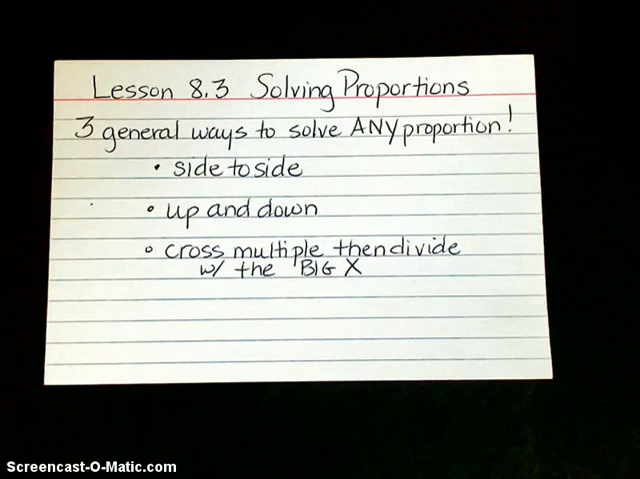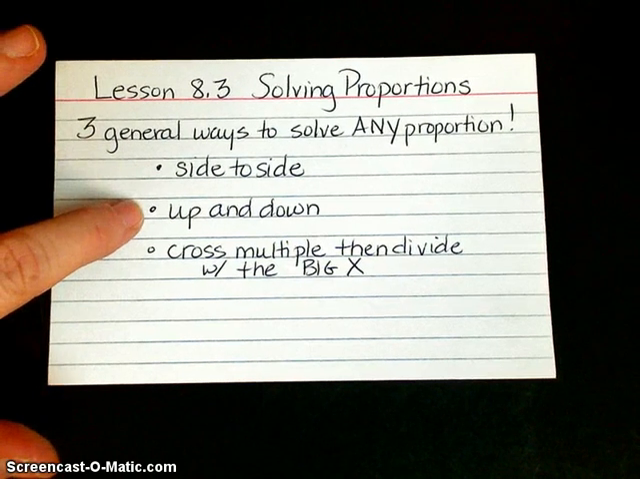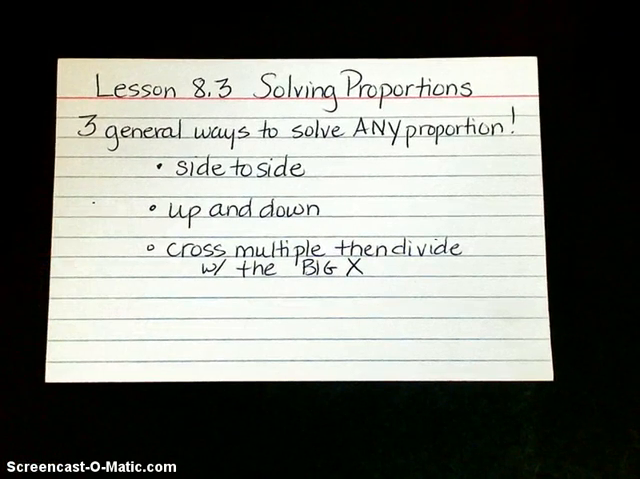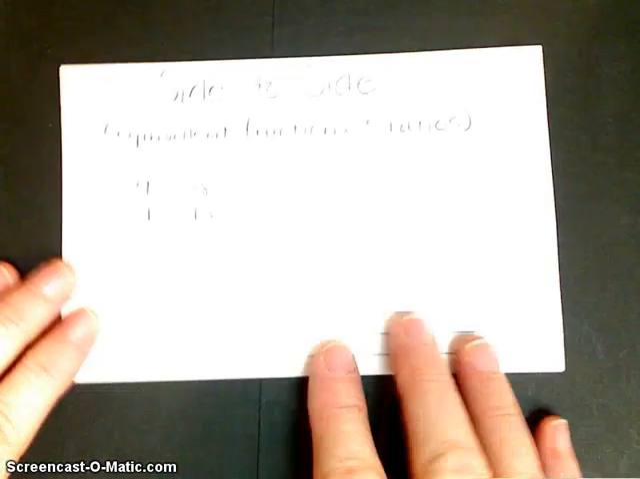So the 3 general ways to use and solve any proportion: the first way is side to side. The second way is going up and down. And the third way, which I was a bit hesitant to teach you because it kind of involves variables and it involves a little bit of algebra, I found a way to simplify it down to where it hopefully makes sense. Okay? So without further ado, let's look at the first option of solving ratios.